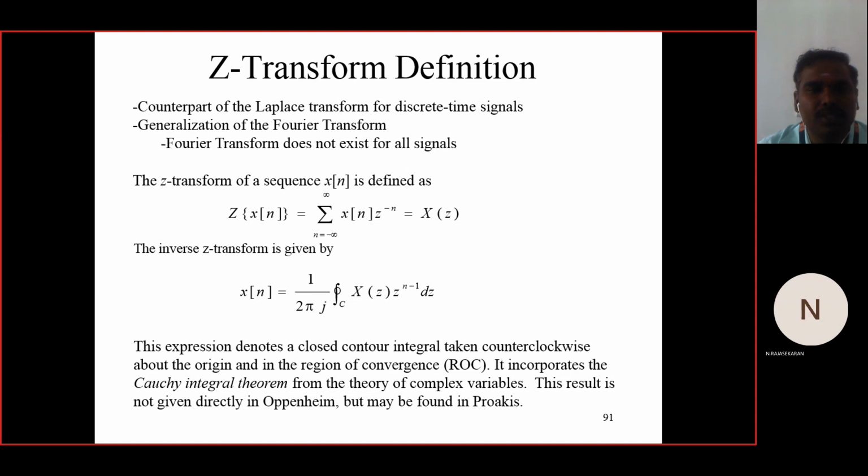The Z transform of a sequence x of n is defined as Z of x of n equivalent to summation of n equal to minus infinity to plus infinity x of n z power minus n, represented as X of z. So this is the sequence expression for the Z transform.